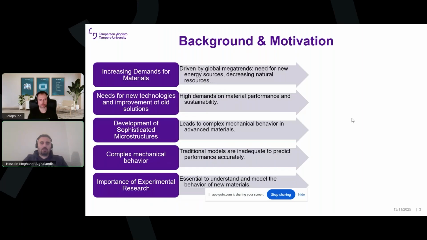So we develop some materials with high complexity and sophisticated microstructures. These materials enable complex and sophisticated mechanical behavior. However, traditional methods are inadequate to predict this mechanical behavior. So the importance of modern experimental research in this area.